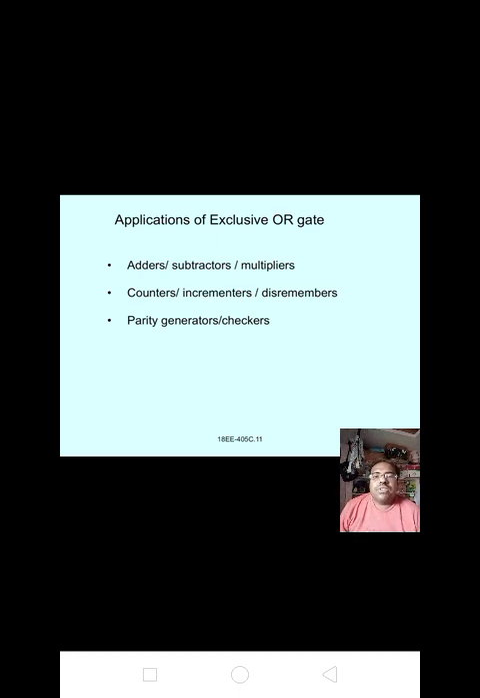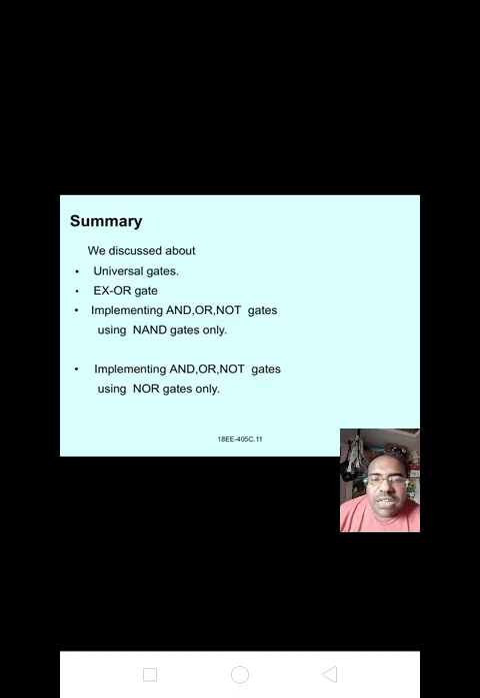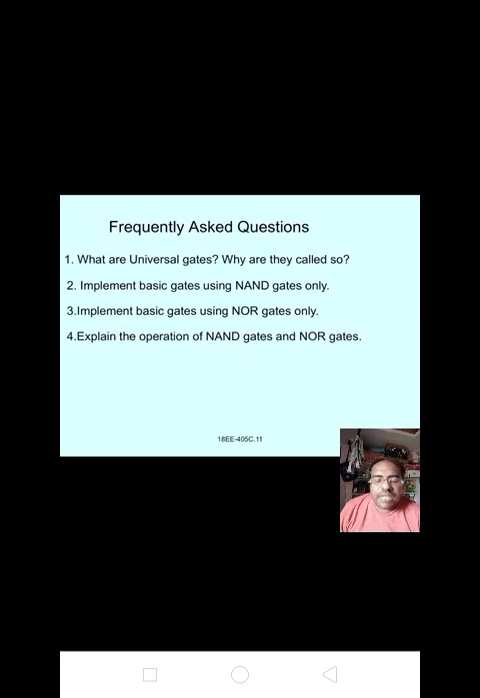Applications of the exclusive OR gate are adders, subtractors, multipliers, counters, incrementers, decrementers, parity generators and checkers. Summary: so far we discussed the universal gates, the XOR gate, implementing AND, OR and NOT gates using NAND gates only, implementing AND, OR and NOT gates using NOR gates only, applications of the exclusive OR gate, and the 3-input XOR gate.